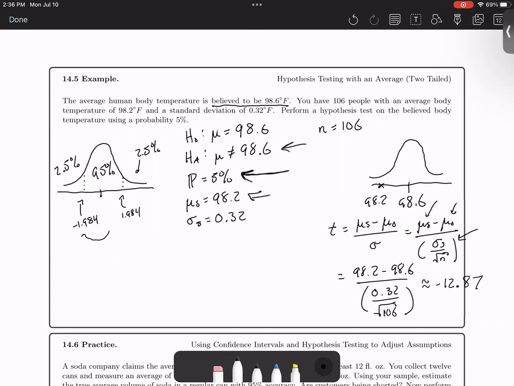So not only is that further than minus 1.984, it's way over here. So it's definitely in that reject region. So the conclusion will be to reject the null hypothesis that the average human body temperature is 98.6. Probably it's a lot less than 98.6, at least a lot in terms of this standard deviation or the spread of this distribution. Right, you got something remarkably surprising. So reject your null hypothesis because your value is inside the tail of your distribution.